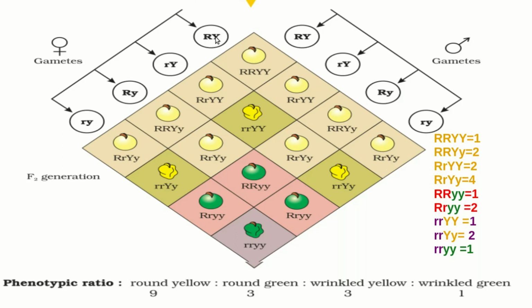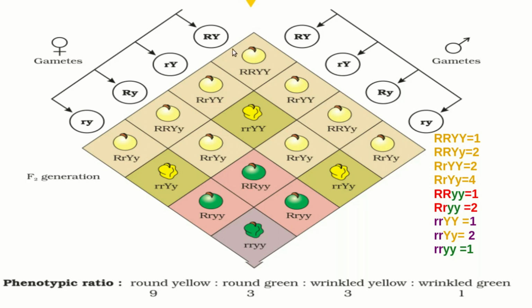Let's see the cross. When the egg, that is a capital R capital Y gamete, is fused with the male gamete, that is the pollen, capital R capital Y, the genotype of the progeny was capital R capital R capital Y capital Y. And when this capital R capital Y female gamete is fused with the second male gamete, that is small r capital Y, the genotype of the progeny was capital R small r capital Y capital Y.